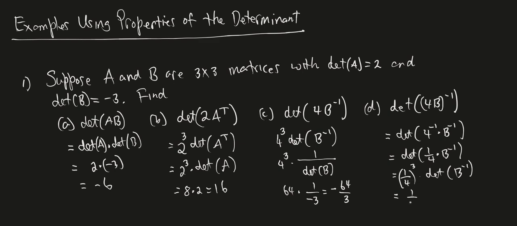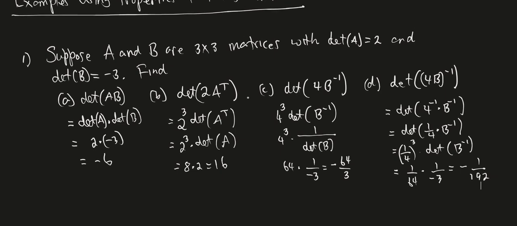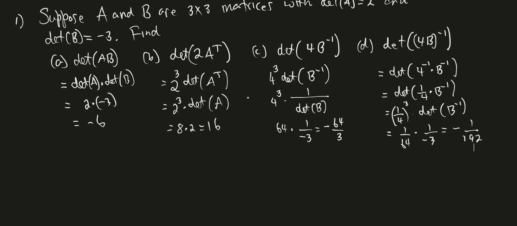So what do we have here? We have 1 over 64 times 1 over -3, and then that gives us -1 over 192, right? So quite easily, once we know the dimension of the matrices that are involved, and we know their individual determinants, we can find the determinant of many other matrices that are related to one or both of them, right? Okay, so a nice little example to start out with, and well, what are we going to end with?